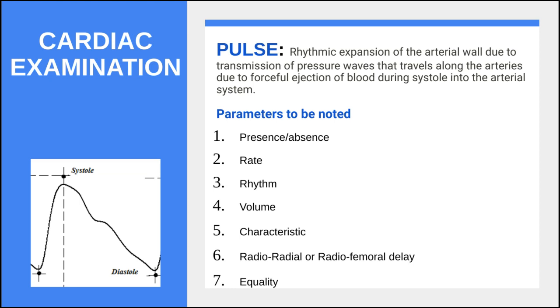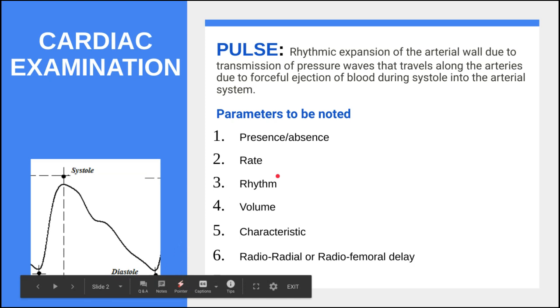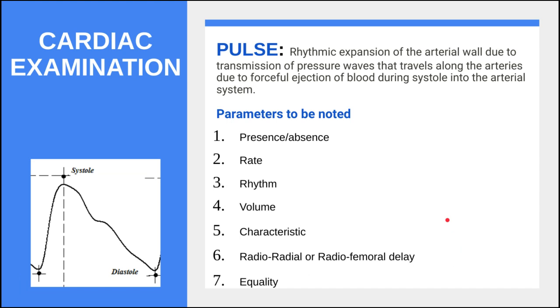In pulse examination you have to look for the presence or absence of the pulse, rate, rhythm, volume, characteristic of the pulse, then radio-radial or radio-femoral delay, and last is equality of the pulse on both sides. And the vessel wall is usually not appreciable in children.